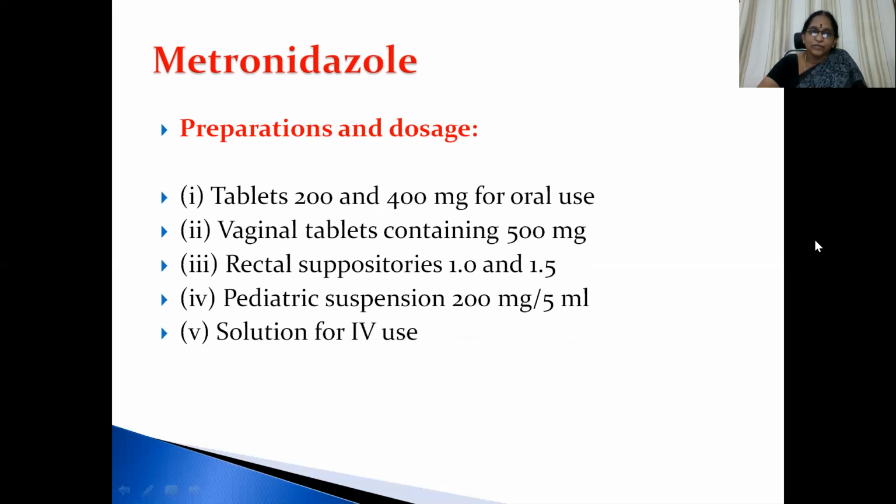Then preparations and dosage. Tablets of 200 and 400 mg for oral use. Then vaginal tablets containing 500 mg. And rectal suppositories of 1 and 1.5 g.